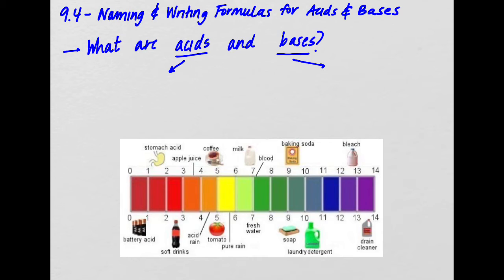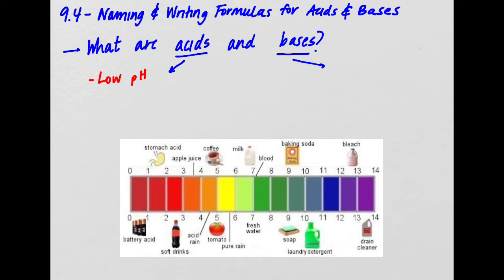So today we're going to be looking at how we write names and formulas for acids and bases. Obviously, before we can start knowing how to write names and formulas for acids and bases, we have to know what an acid and what a base is. These are two substances that we're going to really need to understand in chemistry. An acid is something that has what's called a low pH. So acids have low pH. I'm going to explain what pH means in 1 second.